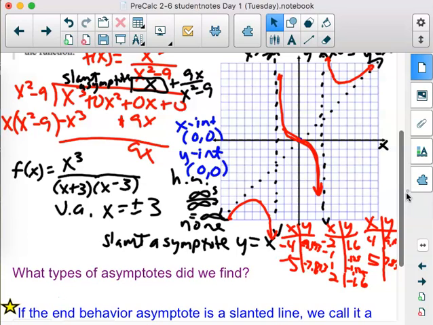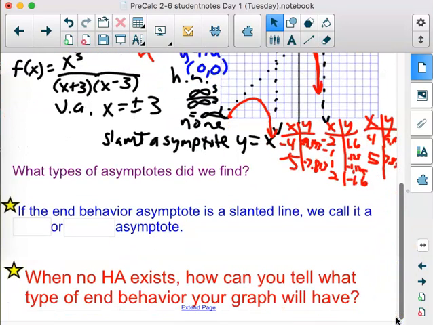So down here at the bottom, they're going to ask us some questions about this. And I want to make sure we did everything we were supposed to do with this graph. It said find the asymptotes and the intercepts and graph the function. We have all of that on there. And what type of asymptotes did we find?